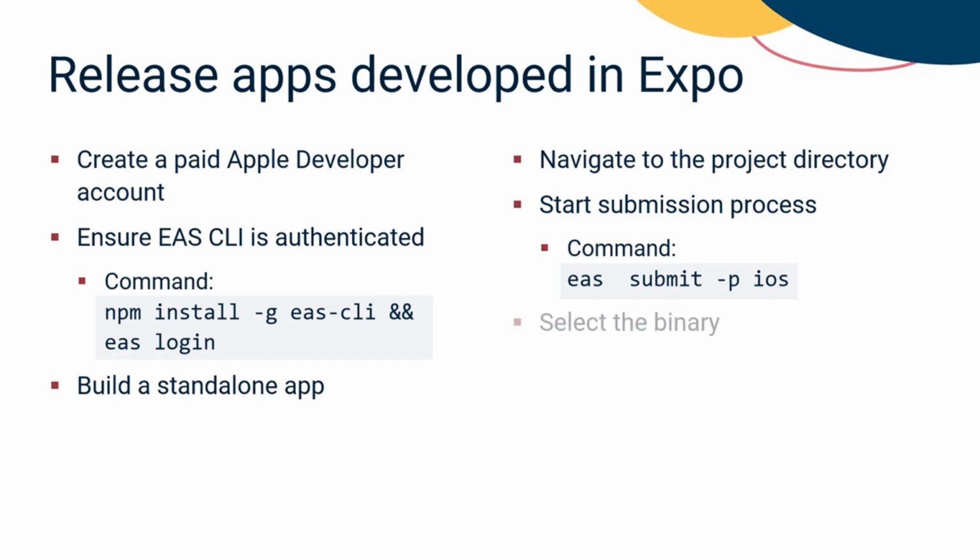When prompted, select the binary you wish to submit: from the latest successful build, a specific build ID, a local .ipa file, or a URL to the app archive. Finally, a configuration summary will display before submission begins, with progress updates on the screen.